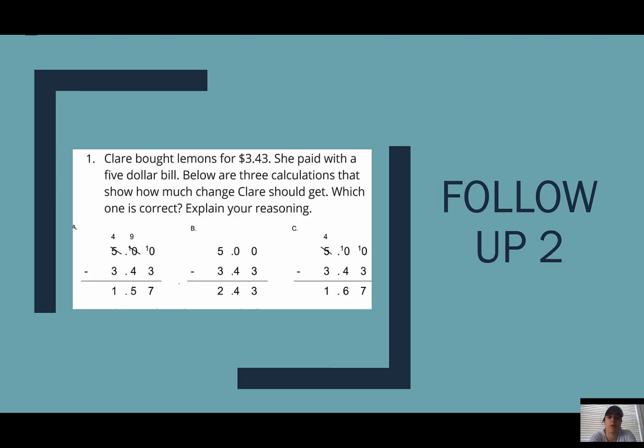Let's look at the second follow-up question. Claire bought lemons for $3.43. She paid with a $5 bill. Below are 3 calculations that show how much change Claire should get. Which one is correct? Explain your reasoning.